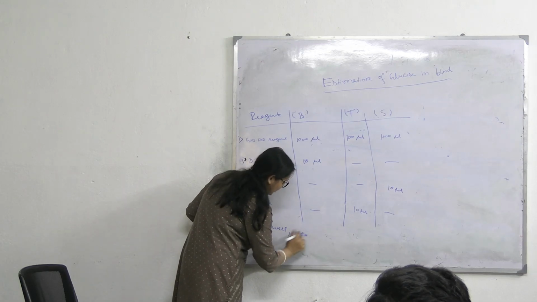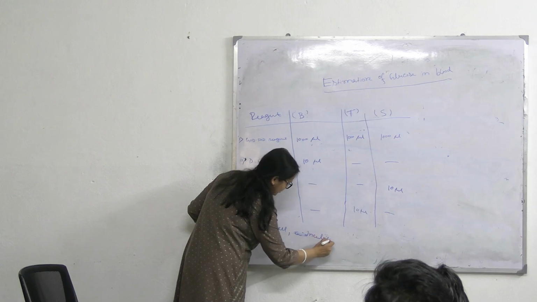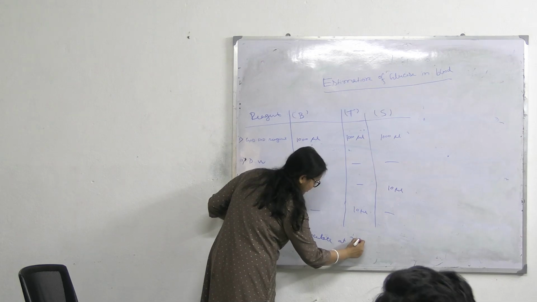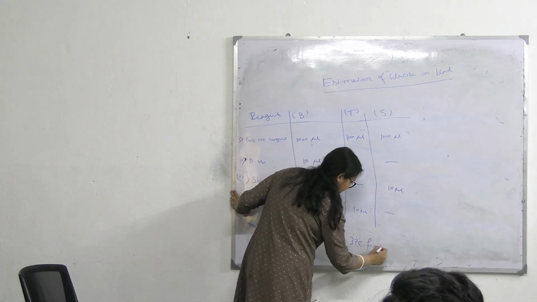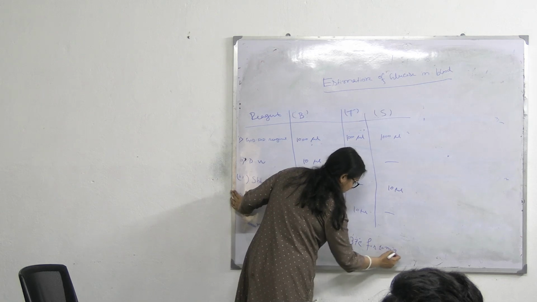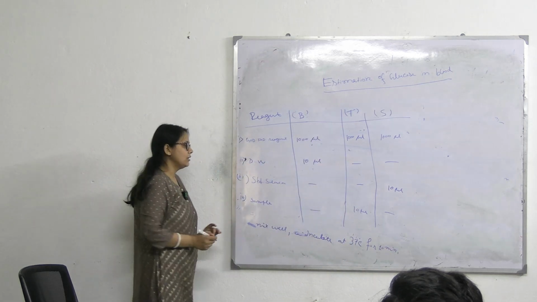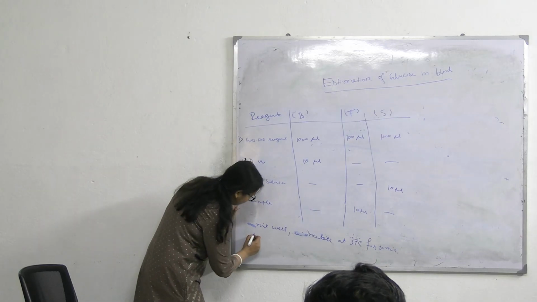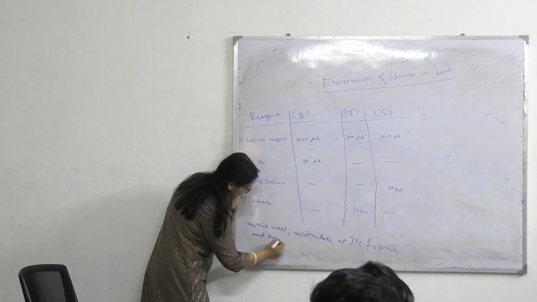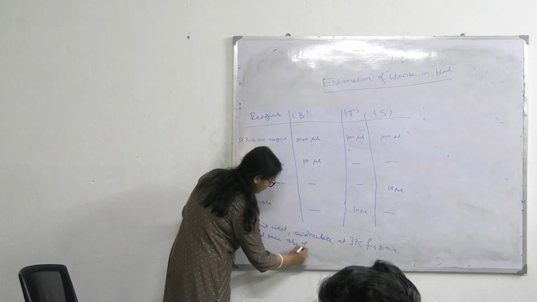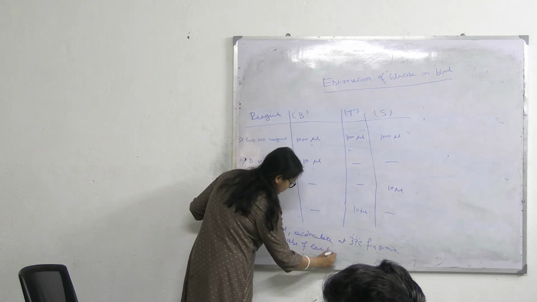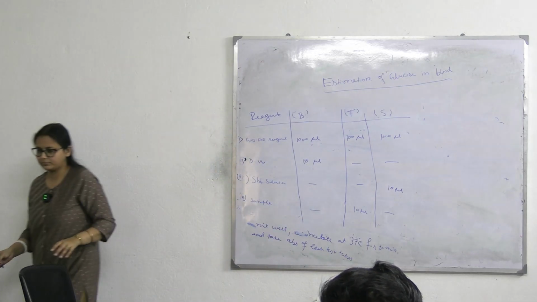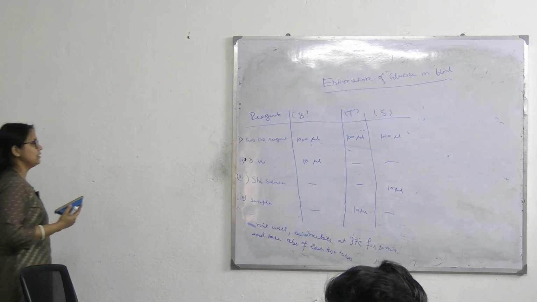And I am writing here incubate, incubate at 37 degrees Celsius for 10 minutes, and you have to take the absorbance for each test tube. প্রত্যেকটারই নিতে হবে কিন্তু, take absorbance for each test tube. হয়েছে, তাহলে বোঝা গেছে, you have to take 3 tests.